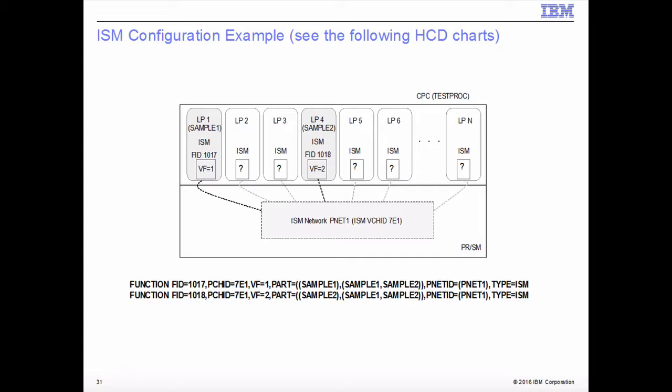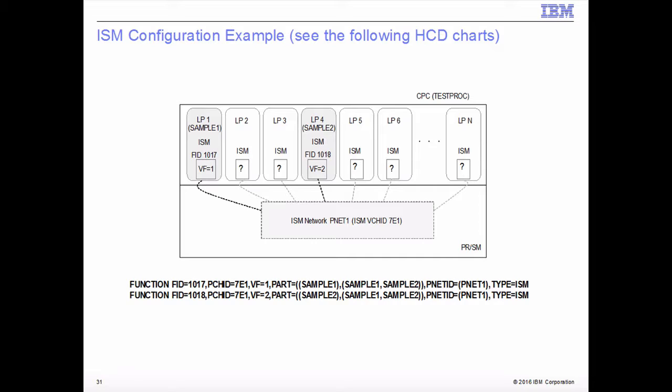Below that you'll see again the IOCDS statements that correspond to 1017 and 1018. The virtual functions are also defined. This is how many users there are of this adapter. Again, FIDs are unique in the machine, and for virtual functions the numbering starts over for each adapter type.